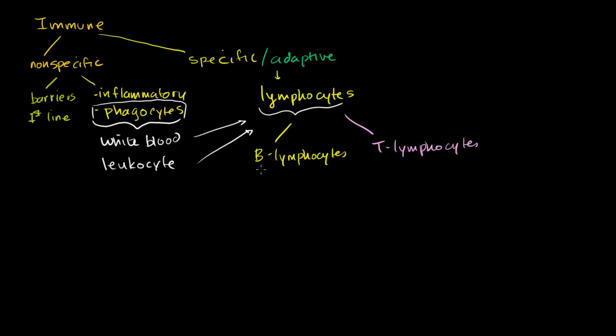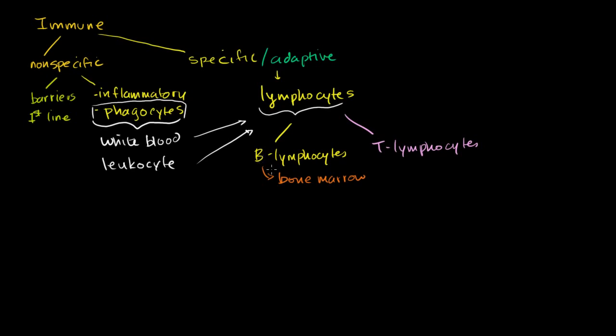B lymphocytes were first recognized in the bursa of Fabricius. That's why it's called B. That's actually a part of birds that participates in the immune system. And so the B came from bursa. But B also applies to the human immune system because it's produced, it's developed, in bone marrow. So that might be an easier way to remember. But historically, the B came from the bursa of Fabricius, just in case you want to know.